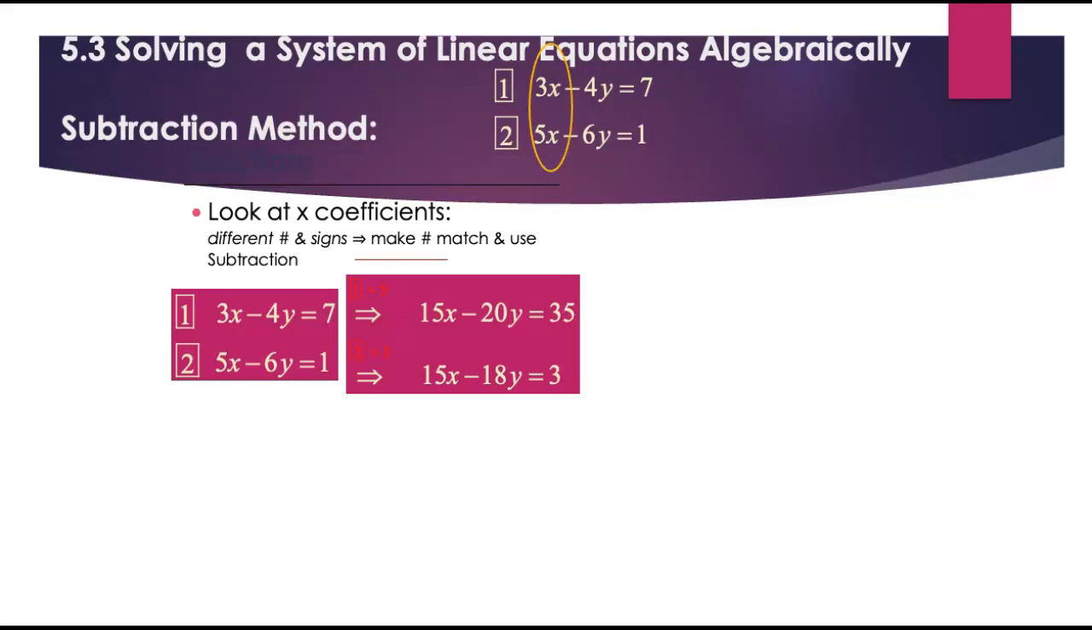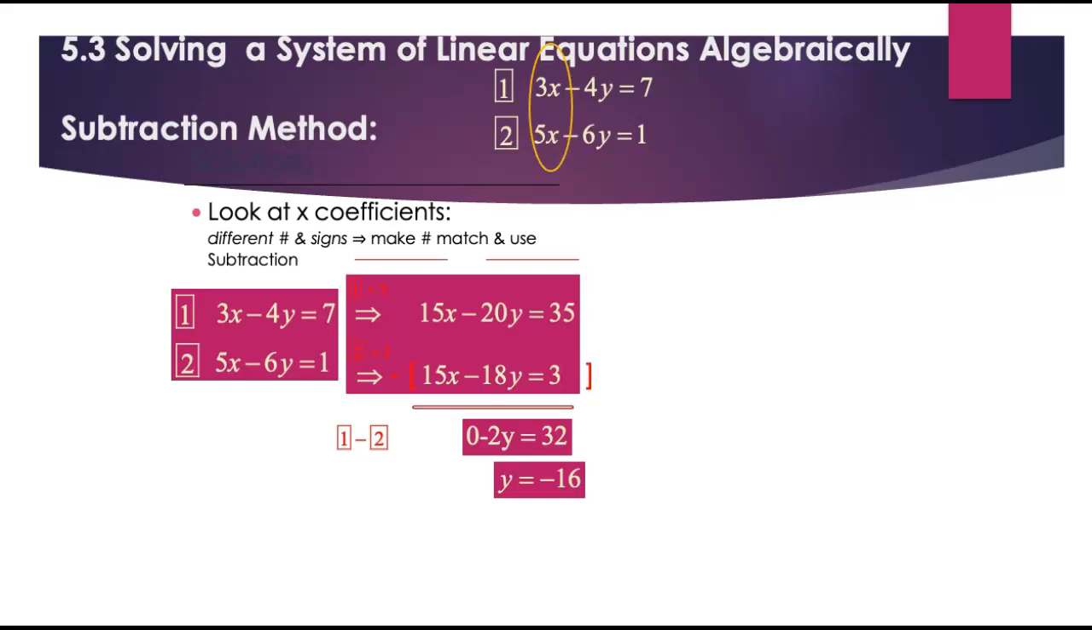As you notice, when we multiply by 5, we've got to be careful that we multiply the entire equation by 5, each term. And the same thing with the second one, we multiply each term by 3. Now we've got these two, so we can subtract them. If I take 15x and subtract 15x, then I'm eliminating the x's. Negative 20y minus a negative 18y is like saying plus 18y. That's going to give me negative 2y, and 35 minus 3 is 32. Dividing through by negative 2, my answer for y is negative 16.